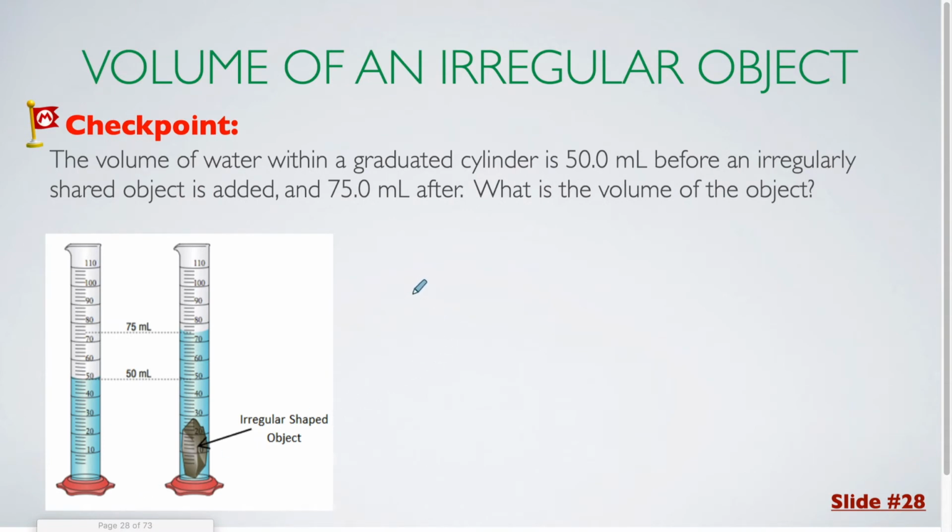All right, here we are looking at finding the volume of another irregularly shaped object. We are starting with a value of 50.0 for our water, and it is going up to 75.0. So we are again just going to subtract these two values.